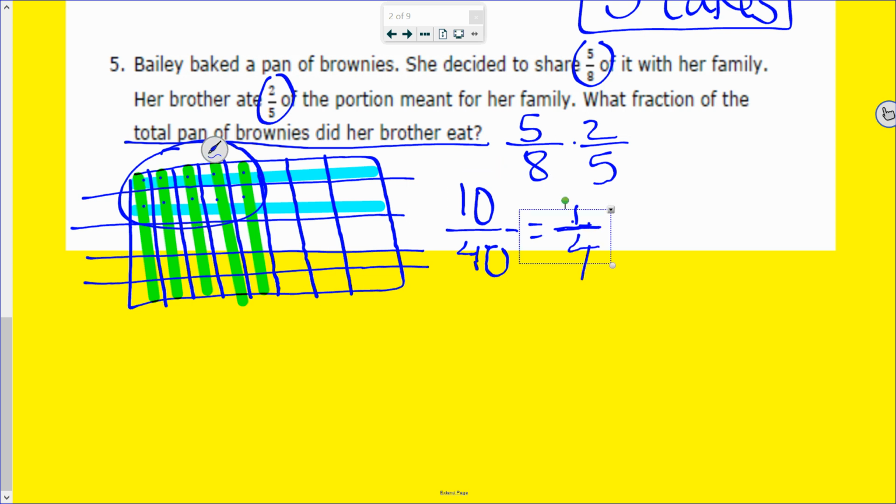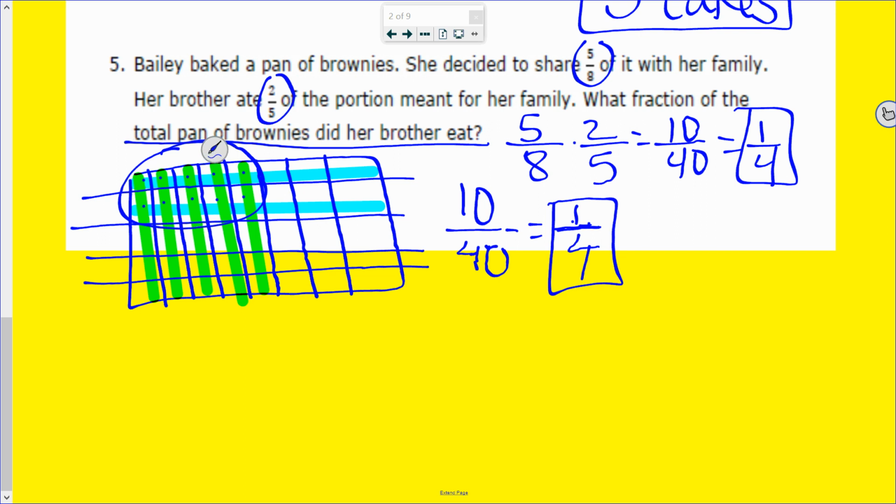Okay? Now, mathematically, you would go through and you would say, all right, well, 5/8 times 2/5, that gives me 10/40, which simplifies to 1/4 as well. So either way, you're going to end up with 1/4, just a matter of preference. Maybe the visual of the pan will help you.